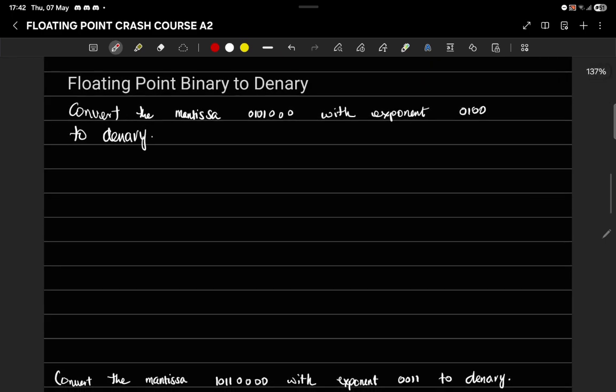Now, if we have a floating point binary number and we want to convert it to denary, what we do is first of all we find the exponent in denary. So our exponent here is what, 100. That in binary is what, 2. No, sorry.